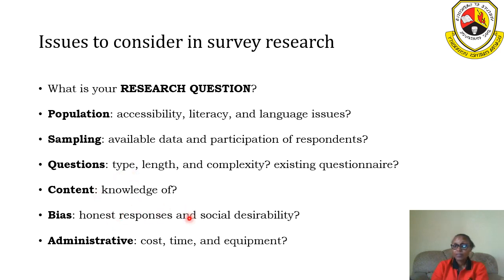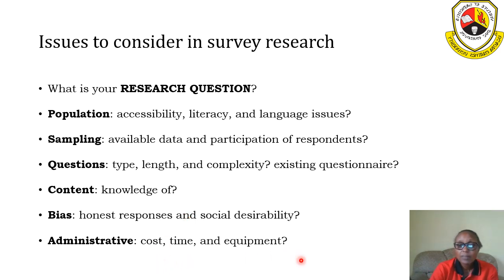Bias. You need to know if your respondents are going to give you accurate information, or other information that may be biased, especially if you're doing research that is contentious in any way. So we need to be careful about that.